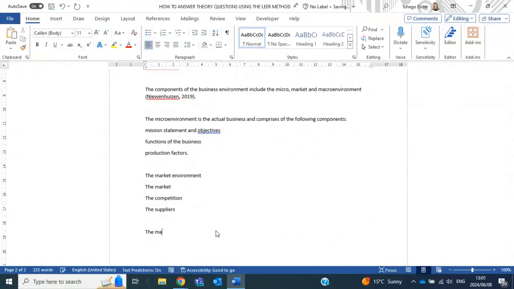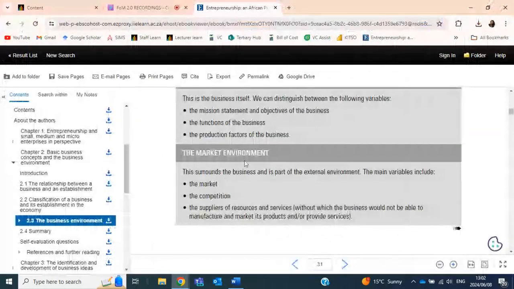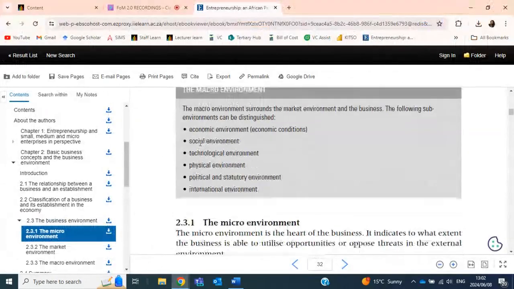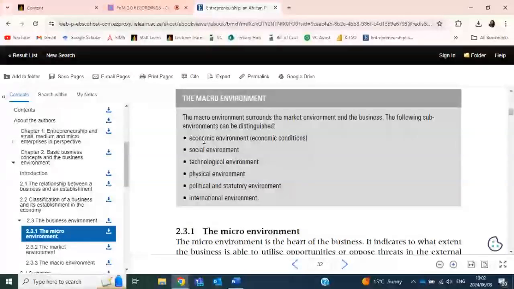And then we go to the macro environment. What's wrong with my spelling? Macro environment. And the macro environment consists of economic, and this is where I said, please discuss all of the elements. You see, macro environment, it starts getting a little bit longer now, but that does not mean we're not going to discuss everything. We have to discuss everything so that we can get all of our marks, right?